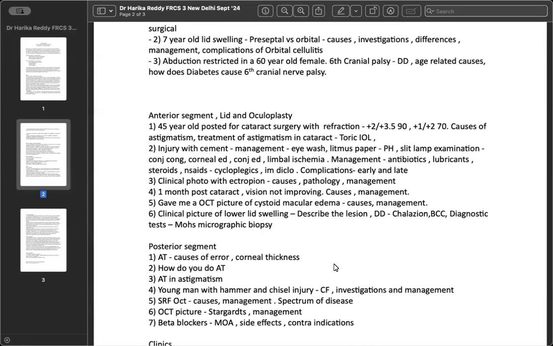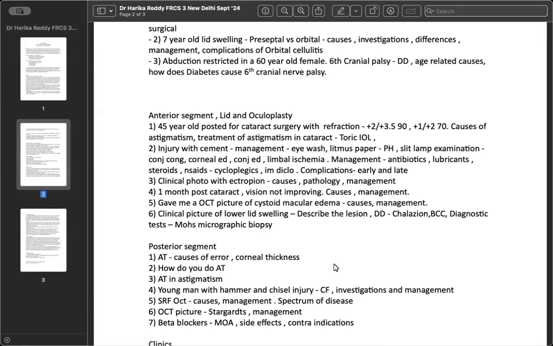Then moving on to the clinical picture of a lower lid swelling. So basically, he asked me to describe the lesion. So this was actually a nodular lesion which was elevated, and there was a blood vessel present on it, like a telangiectatic vessel. And he asked me what are the diagnosis, differential diagnosis. I told him it could be chalazion or like a basal cell carcinoma.